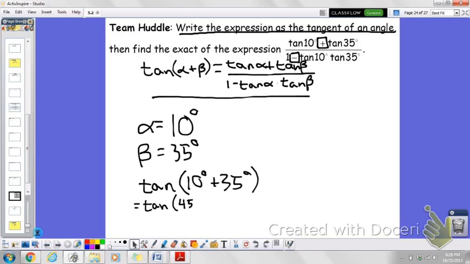And now we have to find the exact value of the expression. Well, the tangent of 45 degrees from our unit circle we know is equal to 1. And on your homework, this is like problems 27 and 30. So if you have trouble on those, check out this example. It should help you out.